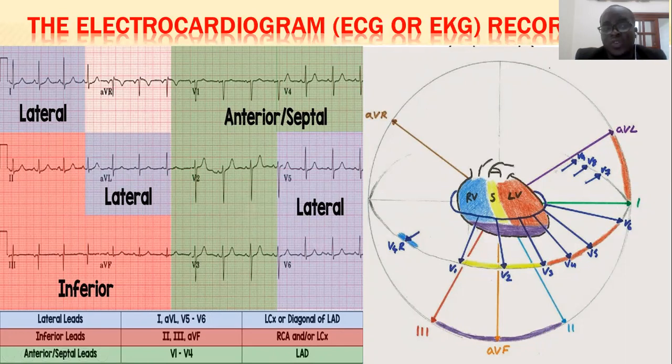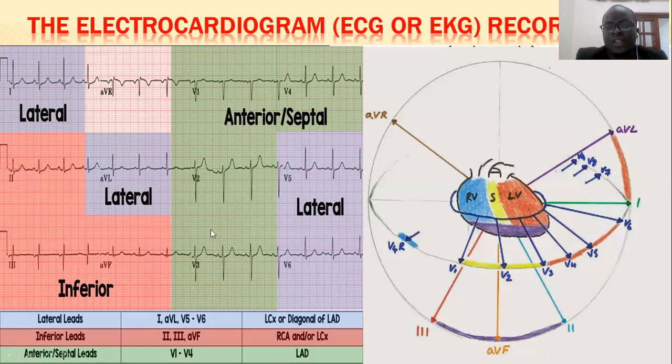Why? It's because these are looking at the lateral aspect of the heart. That's where you have the major function of the heart in terms of pumping. Then you also have the inferior leads. Inferior leads are the ones that are looking at the inferior part of the heart. So you have lead 2, 3, and AVF. These are looking at the inferior portion of the heart.